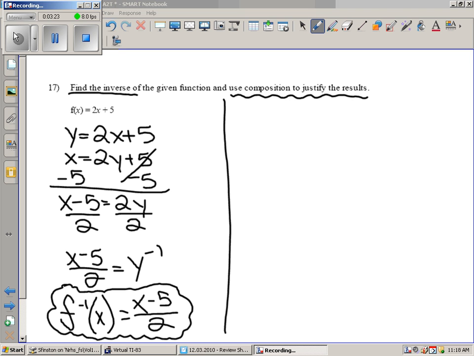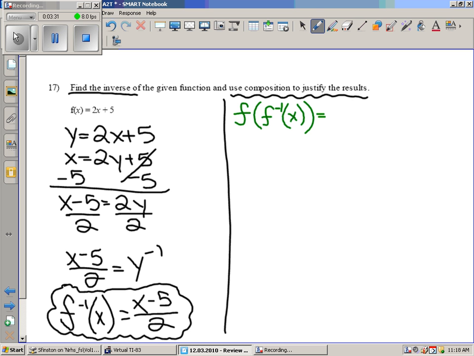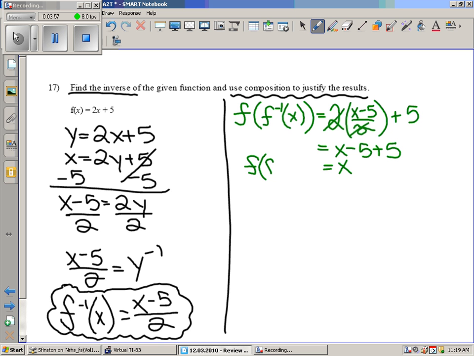Compositions, the other half of the equation. Here's what you do. You just have to sub them both into each other. First, we got to find out what happens when we sub the inverse into the original. Piece of cake. The inverse is x minus 5 over 2. So let's sub that into the original, and that's going to be 2 times x minus 5 over 2 plus 5. And that's a 2, by the way. And so this and this reduce, and then you get x minus 5 plus 5, and you get that equals x. So at the end of the day, f of f inverse of x equals x. And that's one of the things that we wanted.